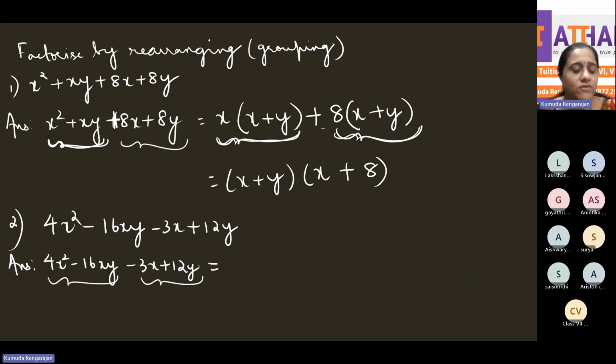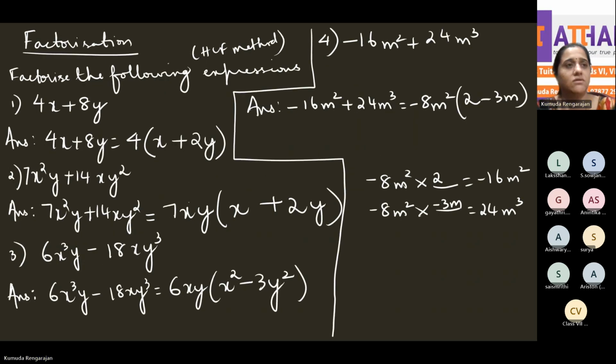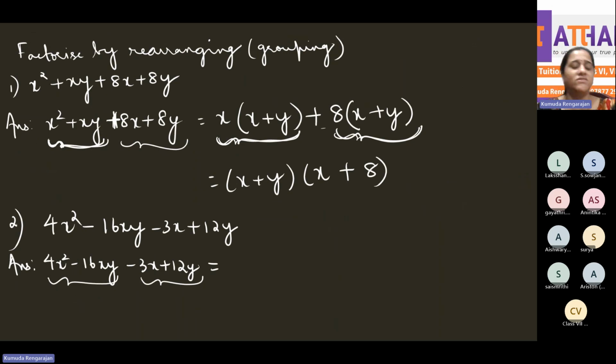Now, what is the HCF of the first two terms? The idea is the same. There are 4 terms. Group the first 2 terms and the last 2 terms, and then proceed like this. HCF method. What is the HCF of 4x square and 16xy? Before that, what is the HCF of 4 and 16? 4.